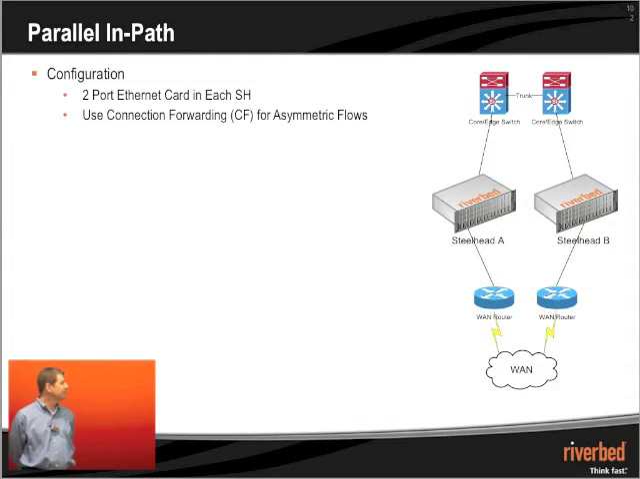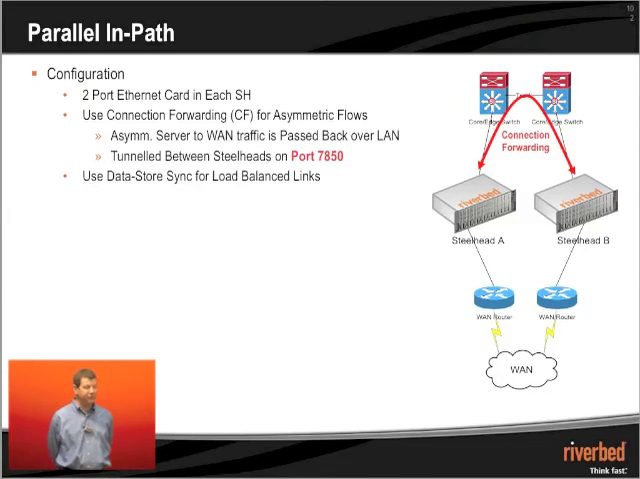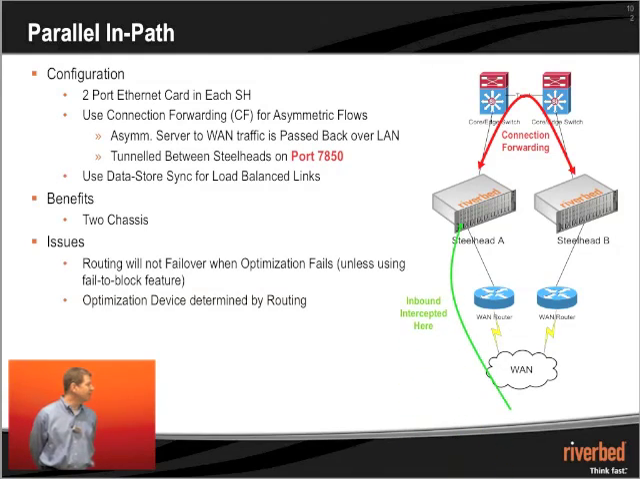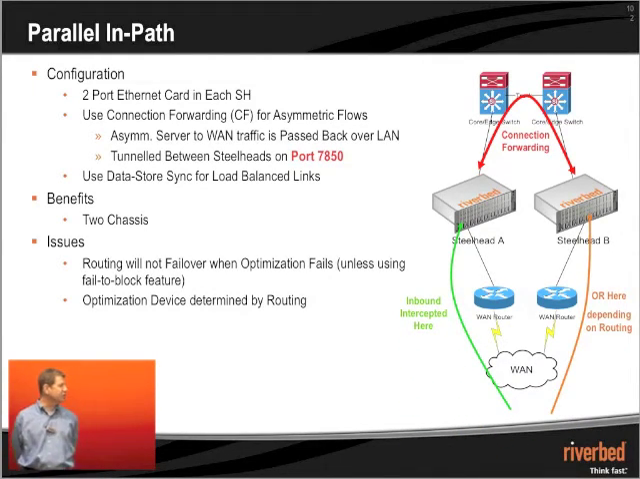We do this by configuring something called connection forwarding. Connection forwarding allows traffic to be optimized even if it's asymmetric. This means that if the traffic is coming in on the left side here and hitting steelhead A, then goes up to the network and returns through steelhead B, connection forwarding will return that session back to steelhead A so that the conversation can continue to be optimized.